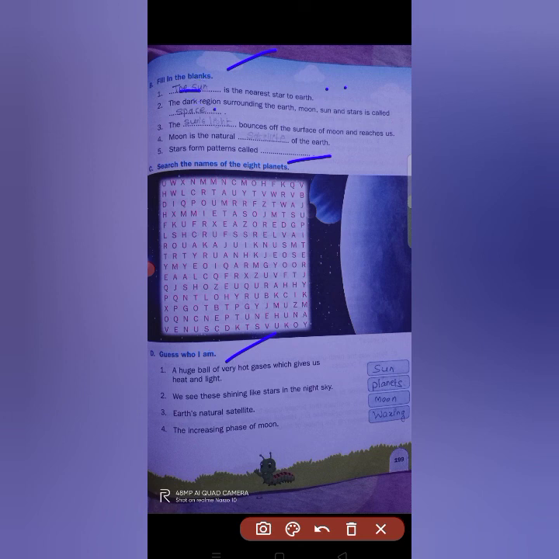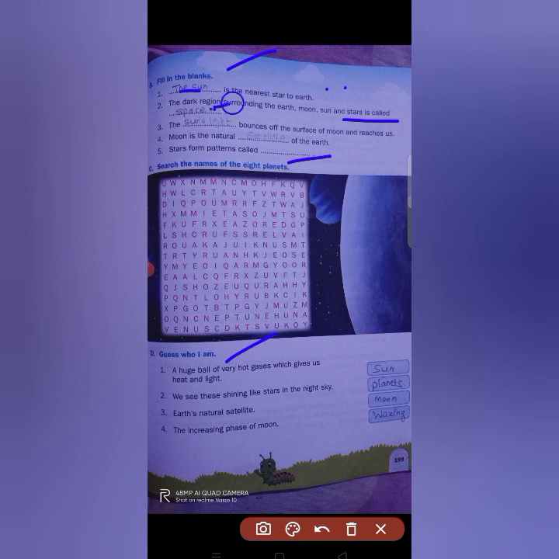Next, the dark region surrounding the earth, moon, sun and stars is called as dash. The dark region or dark space, right? The dark region in which we can see all the moon, stars, planets, sun, but that will be totally dark. That region is called as space, right? So we have to write space.